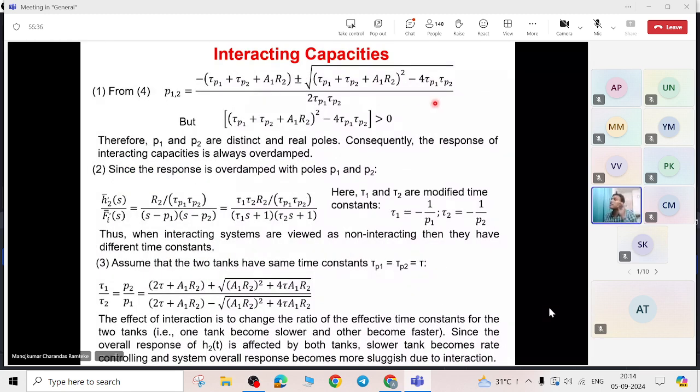And now this expression is very, very interesting. Why am I saying that? Because you see the term in the square root is tau P1 plus tau P2 plus A1 R2, whole squared, minus 4 tau P1 tau P2. And this term in the square root is always going to be positive in this case. It's not going to be 0, and it is not going to be negative. It is always going to be positive, isn't it? Remember, only if I remove this particular term and square the remaining term, then and only then am I going to get this entire term equal to 0. Otherwise not. Do you agree with me or not?